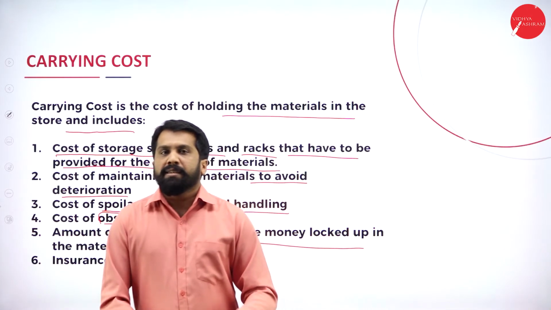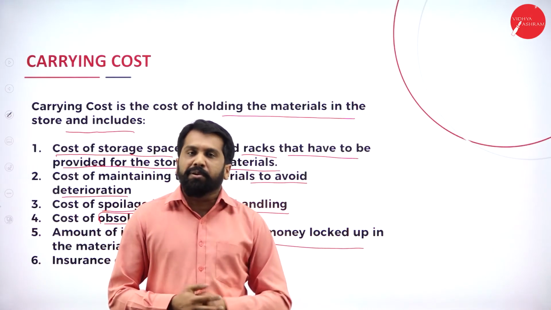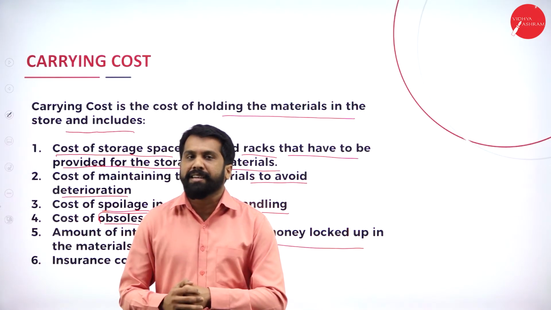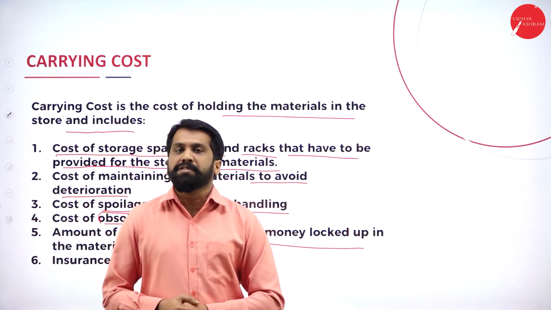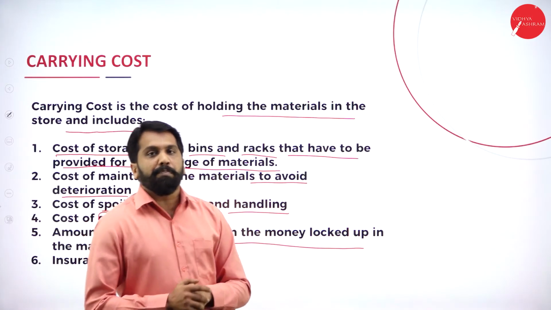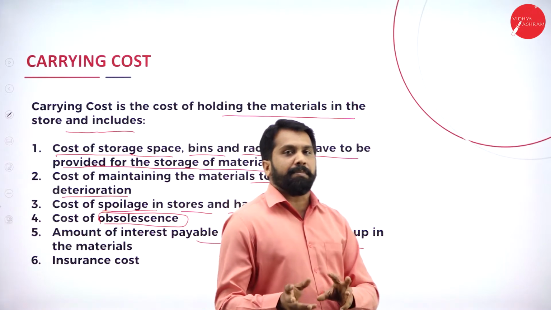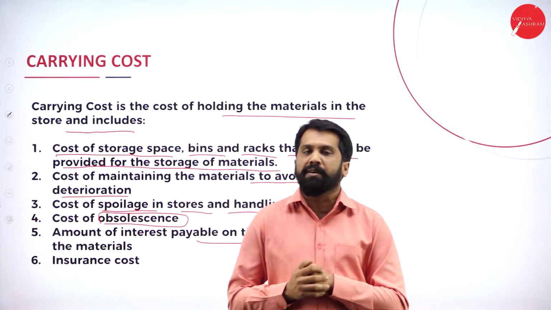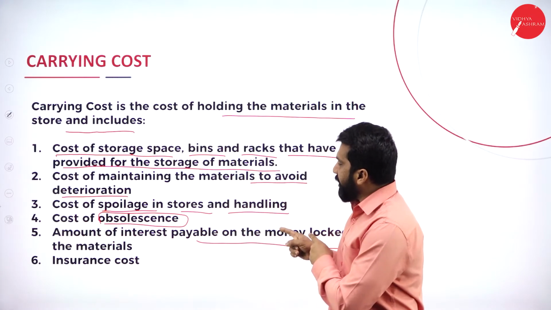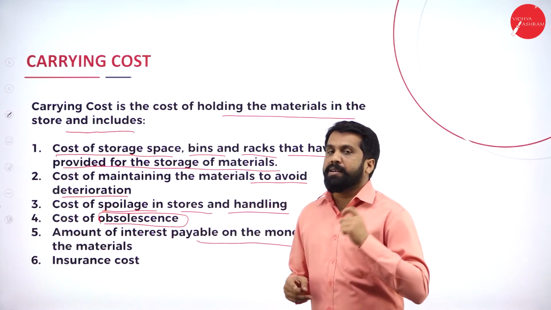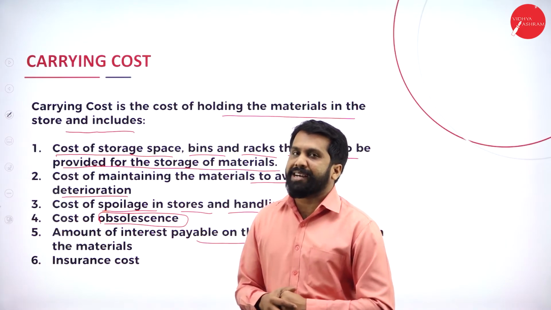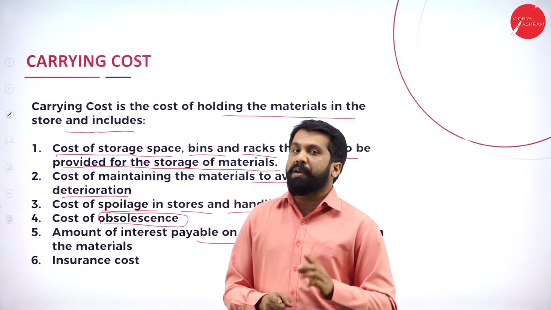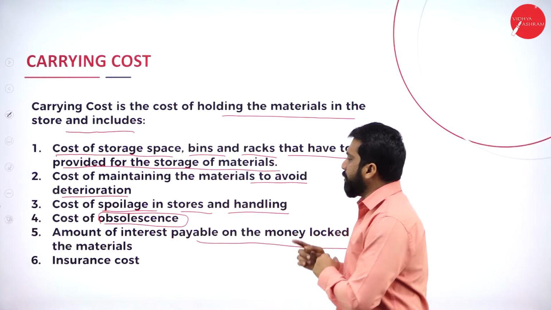Yes. Now next, amount of interest payable on the money locked up in the material. Now see, the wholesaler told that if you go for 10, it will be 100 rupees. If you go for 100, you will get each at 70 rupees. Because of that, from bank or somebody or from your friend, you have borrowed money on interest. Now you are supposed to pay interest for that. Remember that if you cannot sell those assets or units within a short time, you are supposed to pay more interest on whatever you have borrowed.